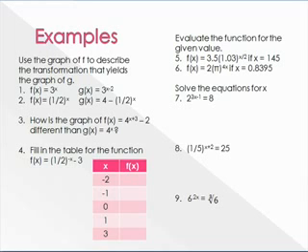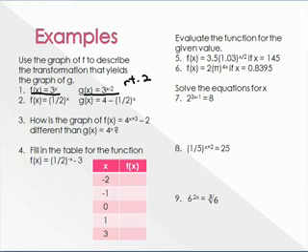Use the graph of f to describe the transformation that yields the graph of g. So here's my f. F of x is equal to 3 to the x, so that's the parent function. So how is this graph different? Well, the minus 2 is embedded inside the function with the x, so that gives you the horizontal shift. And because it's a minus 2, it means it is shifted to the right 2 units.